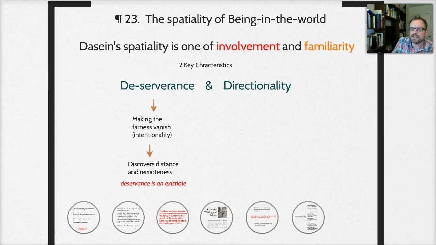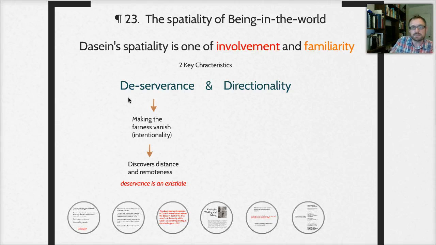So, okay, looking at paragraph 23. The spatiality of being in the world. So now we know what Heidegger means when he talks about the spatiality of Dasein's ready to hand. But what about our being in the world? We're beings that are existing in the world. So what does that mean? Well, Dasein's spatiality, as we've already said, concerns involvement and familiarity. Now there's two key characteristics he's going to talk about: disseverance and directionality. We'll come to directionality here at the end. Let's start with disseverance. Let's start here with the term.